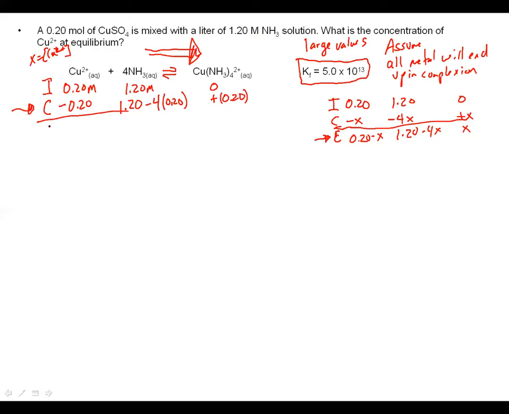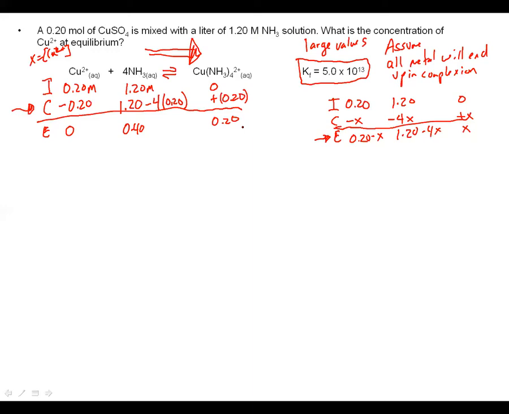Which means at equilibrium, we will have nothing of the copper left. We will have 1.2 minus 4 times 0.2, which gives us 0.4. And here we would have 0.2. Any questions on the table? So, a slightly different approach.